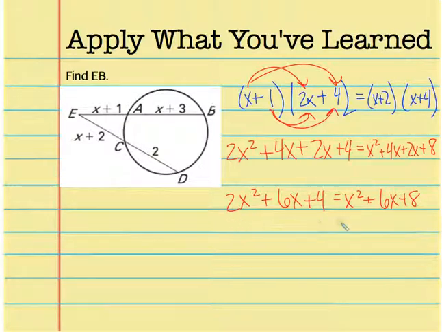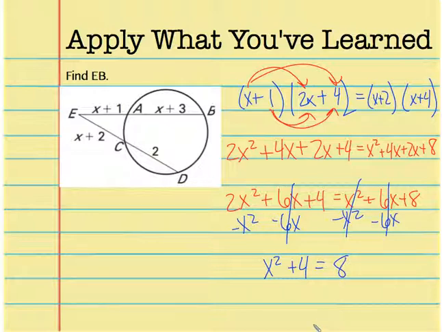So I'm going to subtract my x squared, but this time it doesn't cancel out. However, if I subtract my 6x, it does cancel out. So 2x squared minus x squared leaves you with x squared, plus 4 equals 8. If I subtract my 4, I get x squared equals 4. Take the square root of both sides, so x equals 2. And in geometry, we always take the positive of the square root. In algebra, sometimes you do plus or minus. But in geometry, since we're dealing with lengths of segments, we just take the positive.